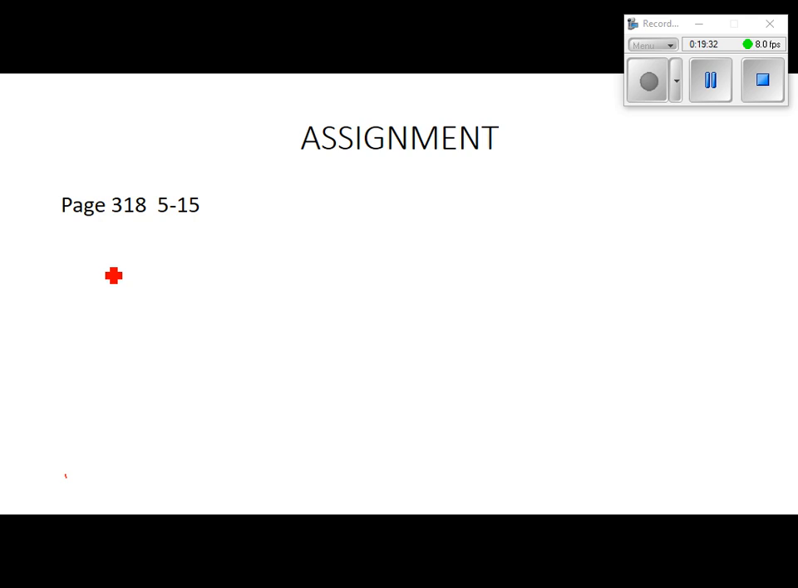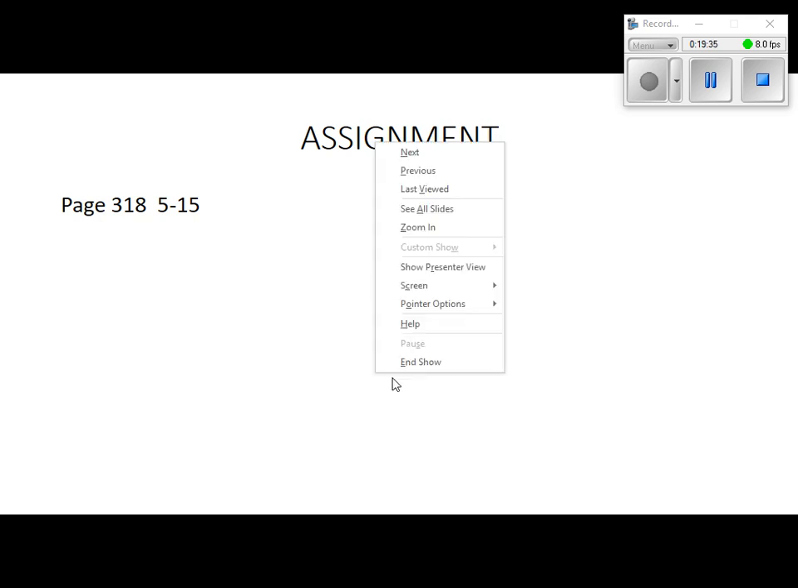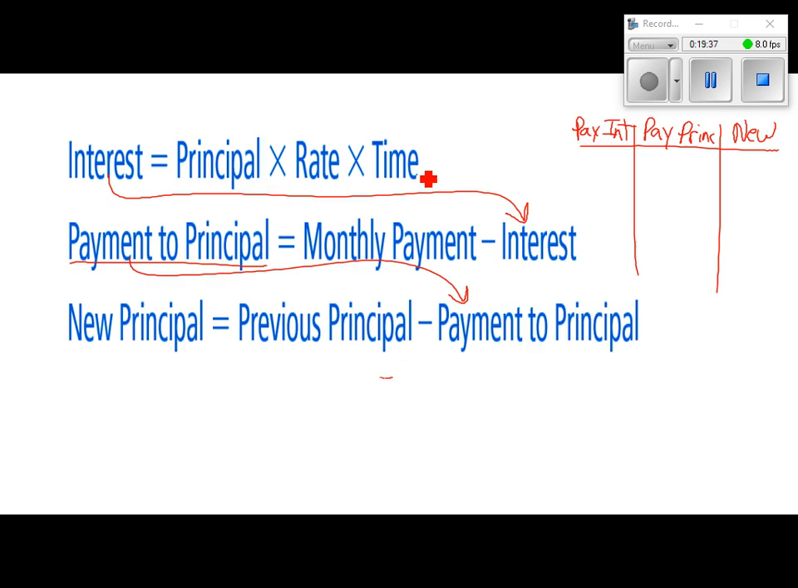Could you go back a little bit? Yep, which one? You wanna go to the formulas? Yeah, the formula, I'm almost done. That one, sorry. I'm at the last one through 5. 318, 5 through 15. Amen.